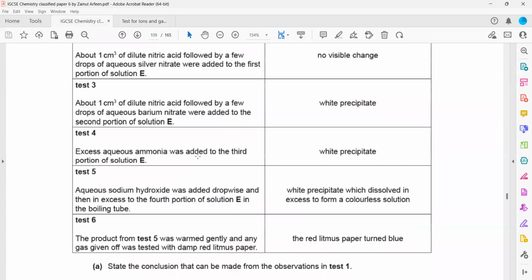Then nitric acid and barium nitrate. This is a test for what? Sulfate, SO4 2 minus, sulfate ions. So this is a test for the sulfate ion. It gives a white precipitate, which means that sulfate is present.